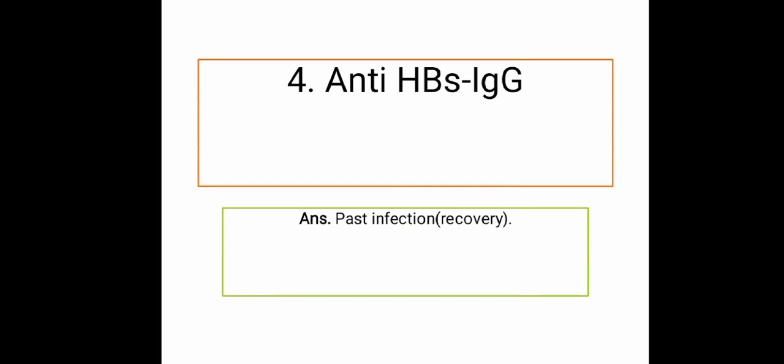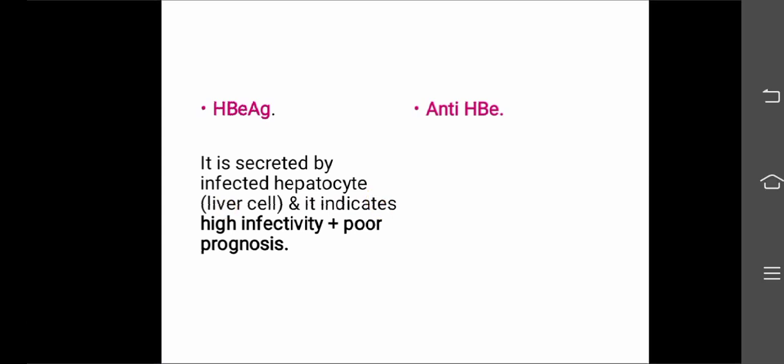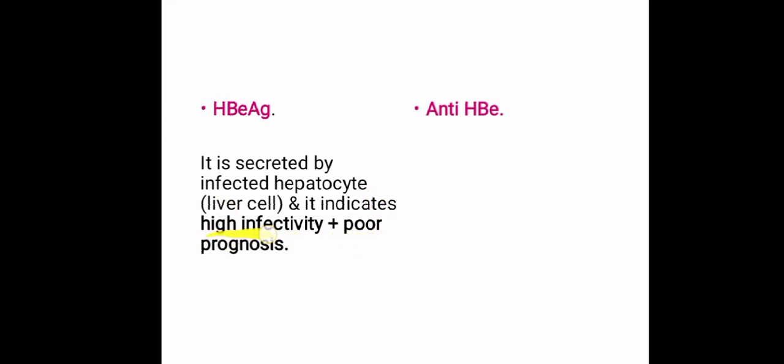Okay, so now we already talked about core antigen and surface antigen. Now let's talk about envelope antigen and its antibody. HBeAg, hepatitis B envelope antigen, is secreted by infected hepatocytes, that means liver cells, and it indicates high infectivity and poor prognosis. Poor prognosis means fewer chances of recovery. If the patient has anti-HBe antibody, that means the patient has low infectivity and better prognosis, right? So higher chances of recovery.